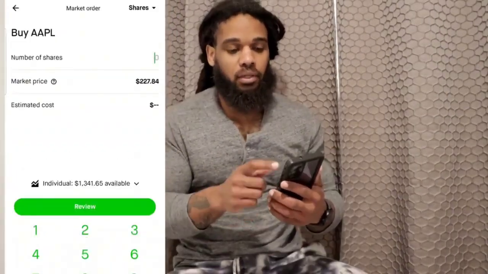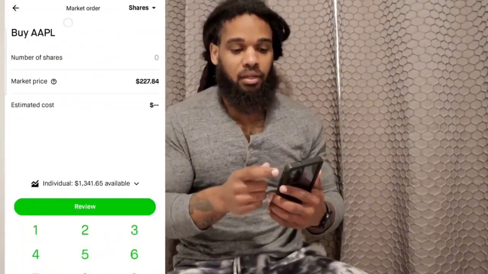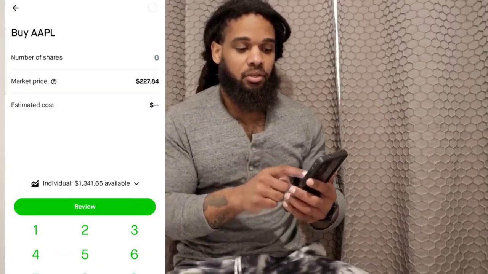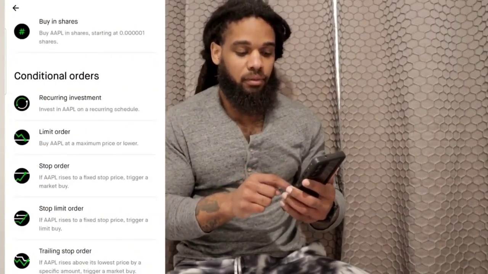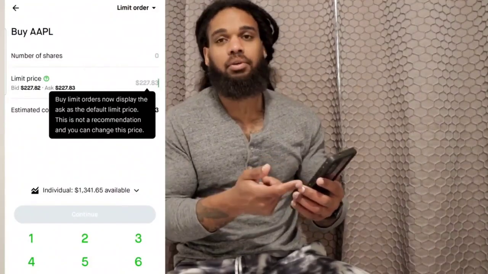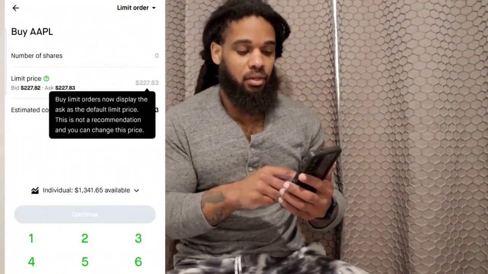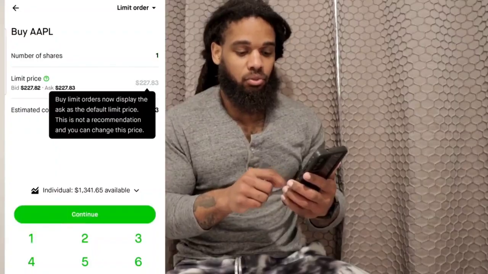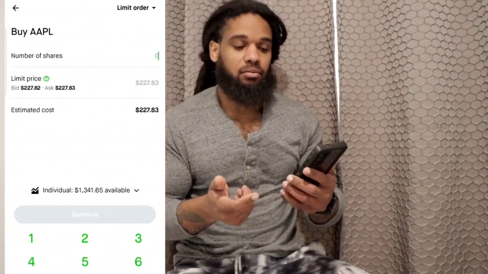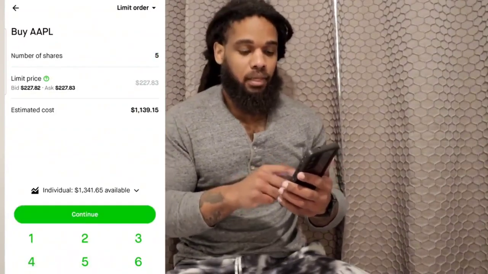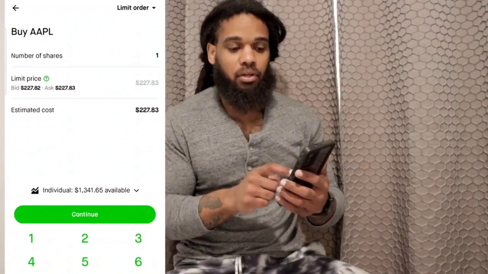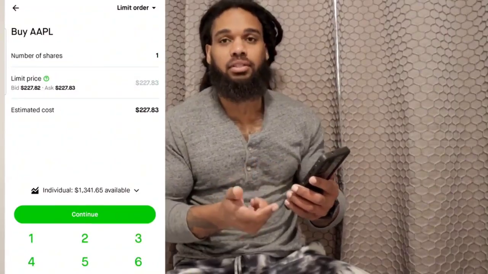So now if you want to get the specific stock at a certain price, you could press the button up here, shares. You're going to go to limit order, press continue, and then you're still going to type in the amount of shares that you want to get. 1, 2, 3, 4, and so on. And from there, where the price section is, you're going to put the price that you want to get it at.